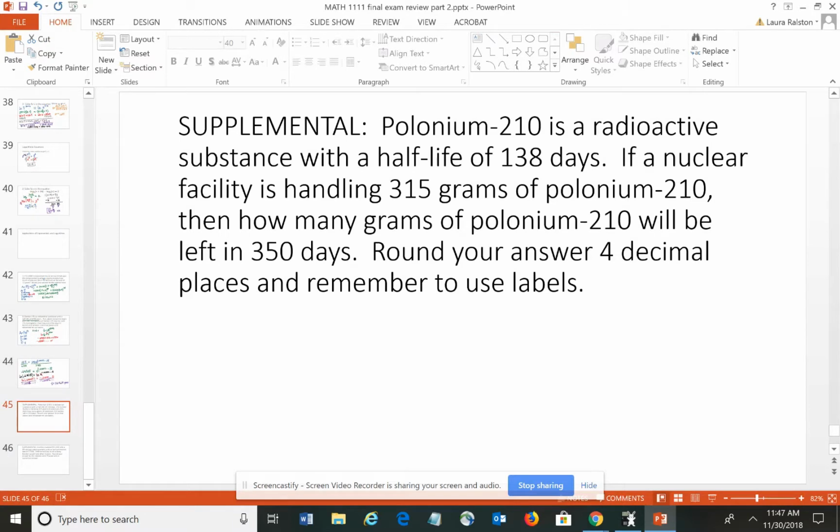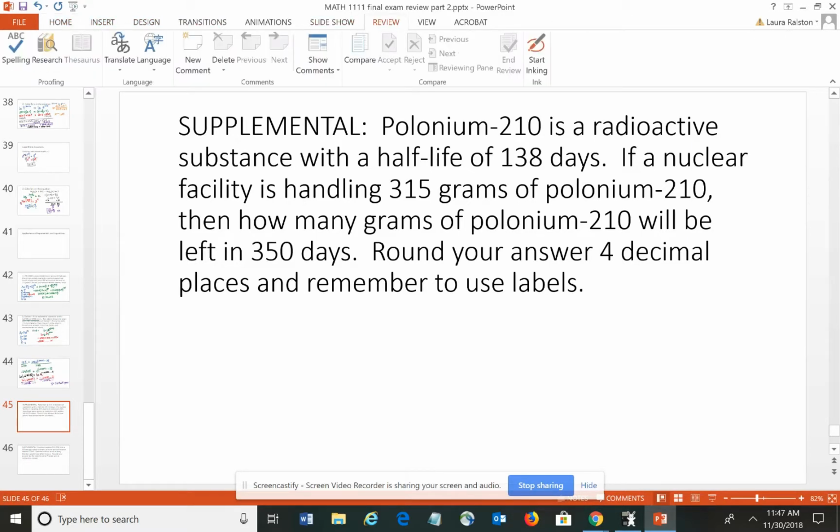Then let's move on to the next one. This is a supplemental question. It's another half-life question, and it's about polonium-210, similar to the ones you saw in example 4 or in module 4.